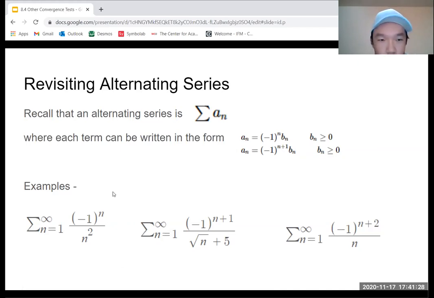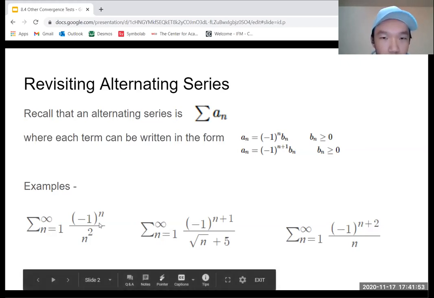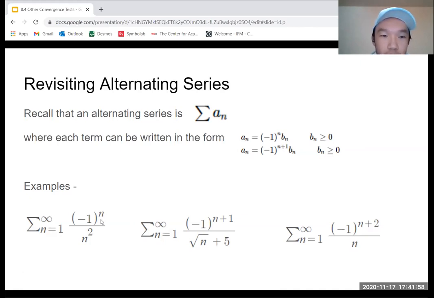N squared? 1 over n squared? Yeah, so it would be 1 over n squared, right? It wouldn't quite be n squared because it's in a denominator, so it's 1 over n squared. And then because it's -1 to the n, the first term is going to be negative because the index starts at 1.